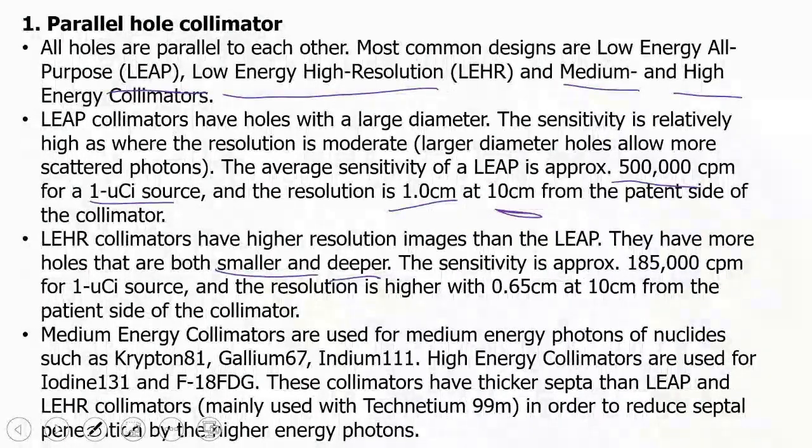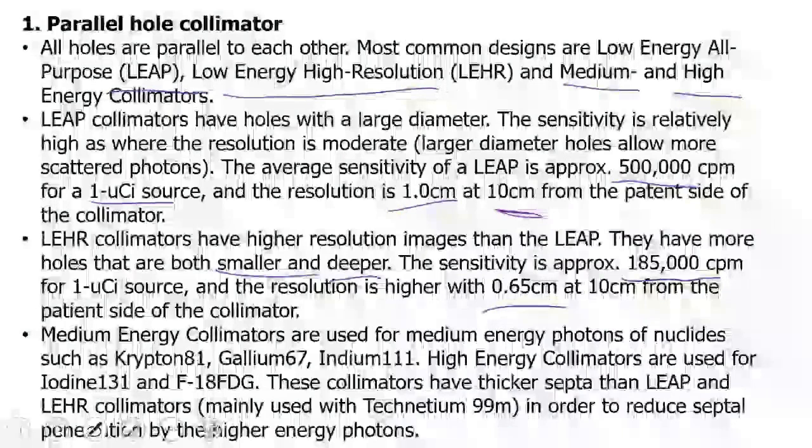Everything was fine, but the resolution was higher, meaning what? It means the resolution was 1 centimeter, which is the distance you can use to separate two objects. When I say 0.65, it means the distance you can use to separate two lesions or two hot lesions is 0.6 centimeters, which gives you more resolution.